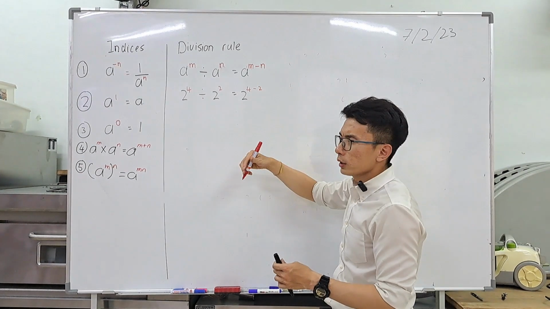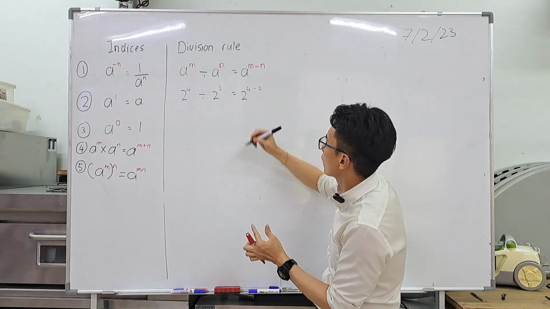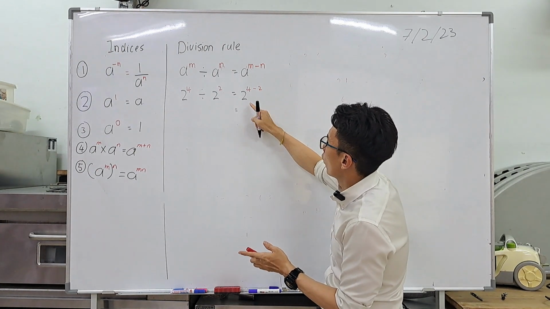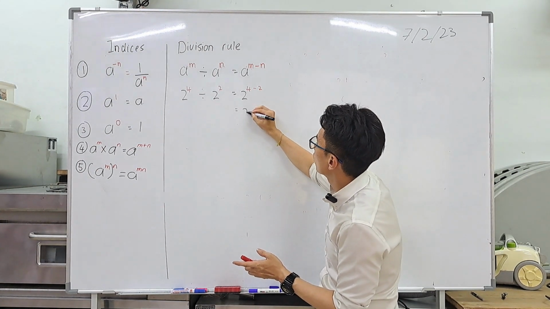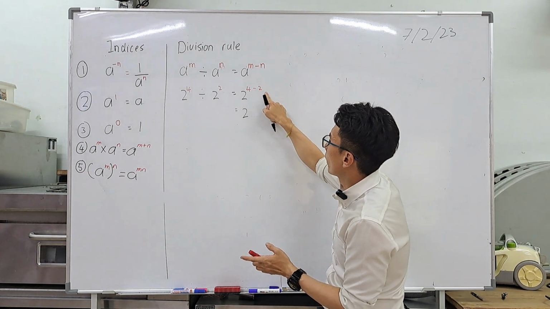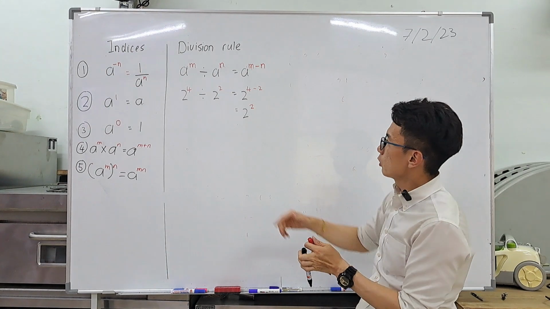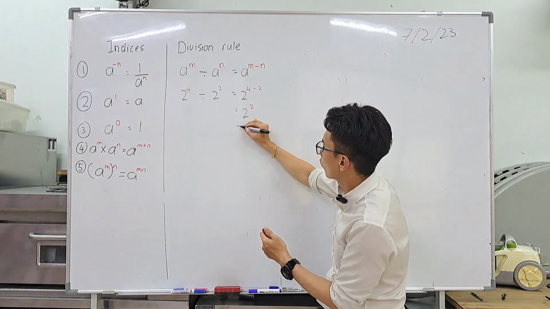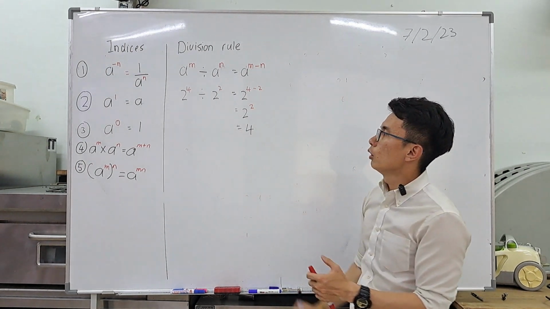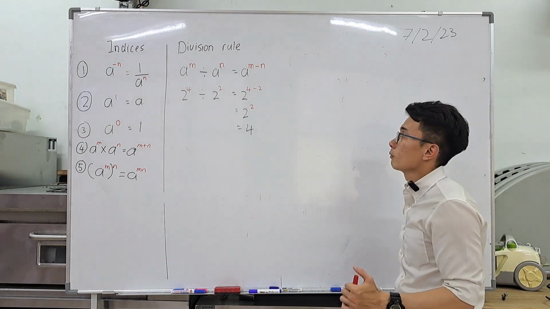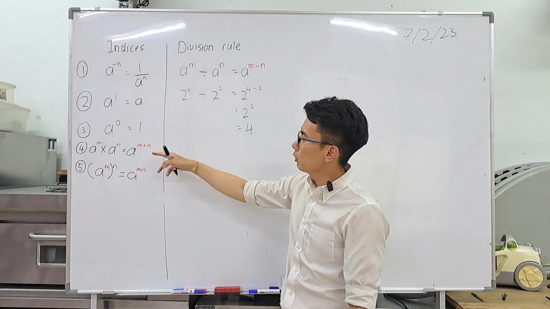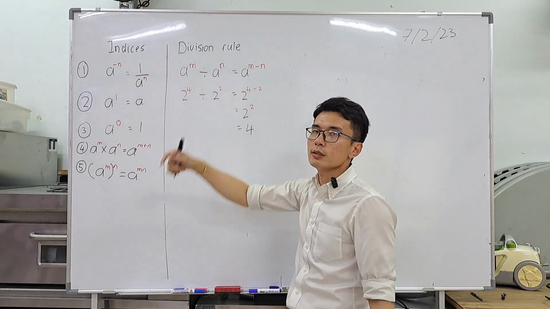As a summary, I will be able to write this as 2 to the power of 4 minus 2, which is 2 squared. When we expand this, we should get 4. That's our final answer. Now, same as with the multiplication rule, we can check this as well.